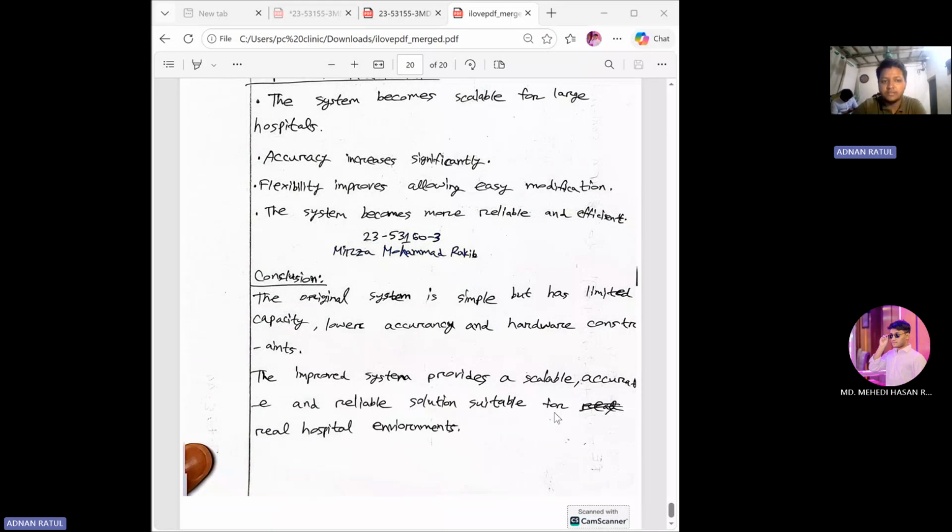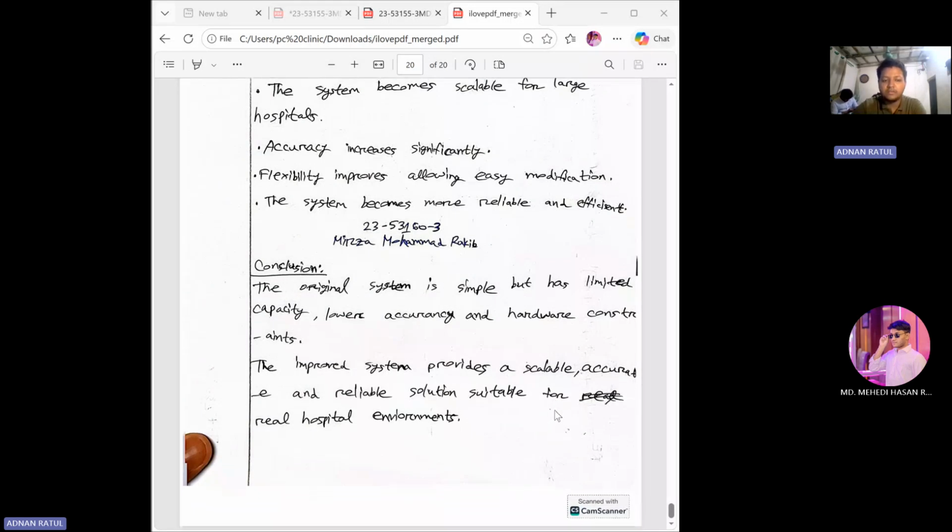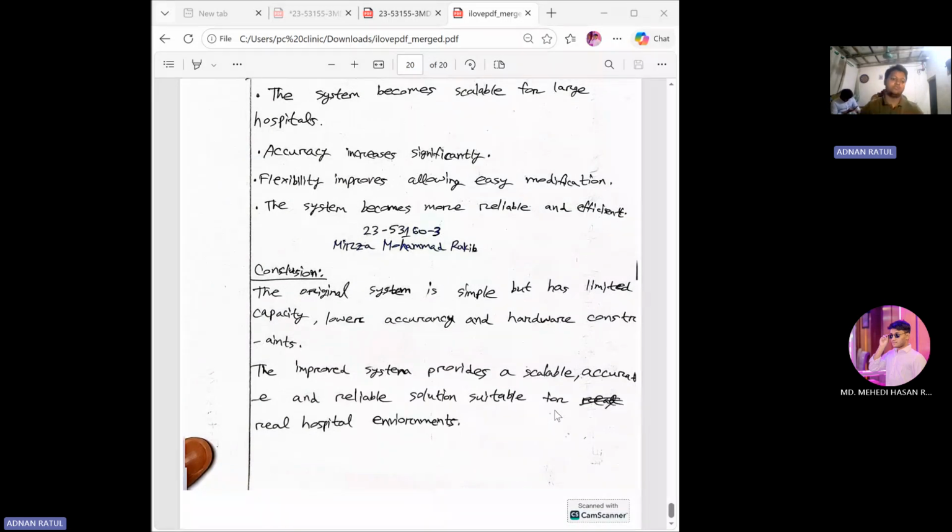Accuracy increases significantly. After that, the conclusion of question number 4 is that the original system is simple but has limited capacity, lower accuracy and hardware constraints. The improved system provides a scalable, accurate solution suitable for real hospital environments. Thank you, sir.